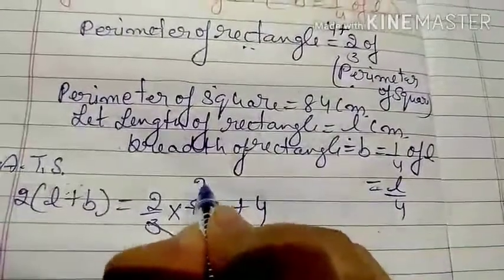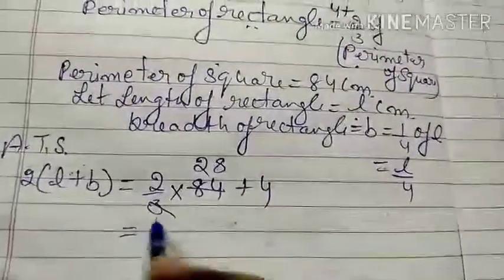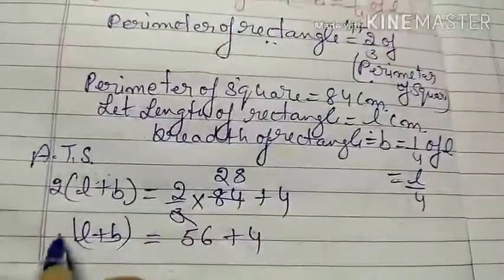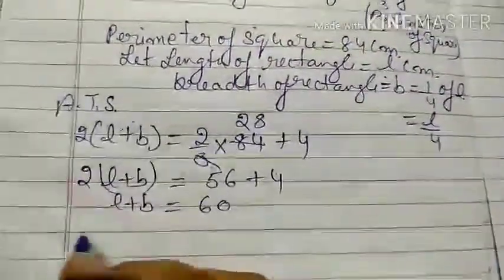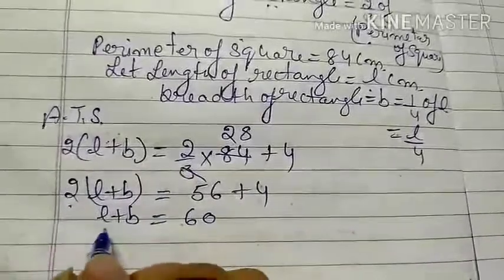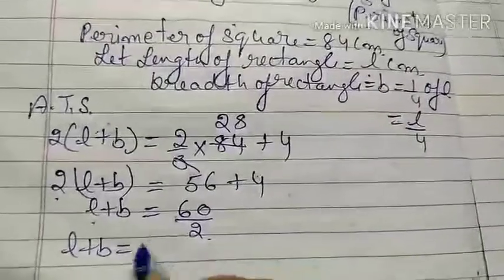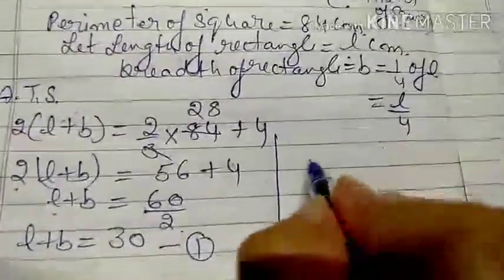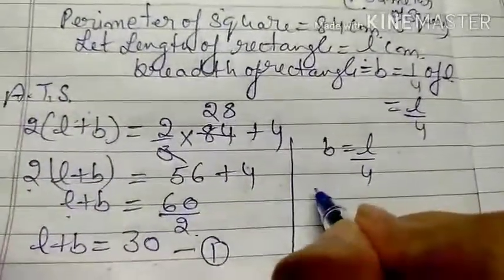3 2s are 6 and 3 28s are 84, and 2 into 28 gives me 56 plus 4. Length plus breadth, 2 times, equals 60, so when you solve this, this 2 when shifted to the other side is divided. Length plus breadth is equal to 30. Now here breadth is given as length by 4. This is my first equation. I have to solve next. I change breadth is equal to length by 4 to find the length value first.